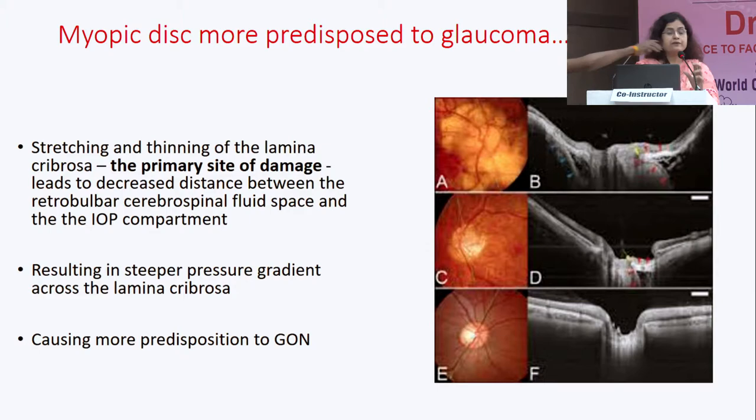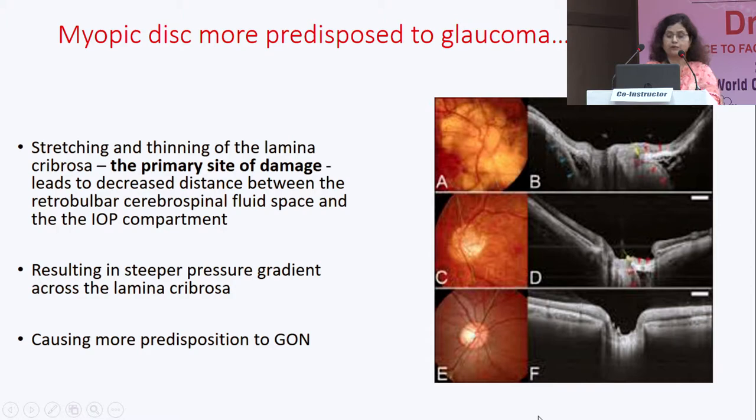Because there's stretching and thinning of the lamina cribrosa, which is the primary site of damage, which leads to decreased distance between the retrobulbar CSF space and the IOP compartment, resulting in a steeper pressure gradient across the lamina cribrosa, causing more predisposition to glaucomatous optic neuropathy. So these patients are more predisposed.